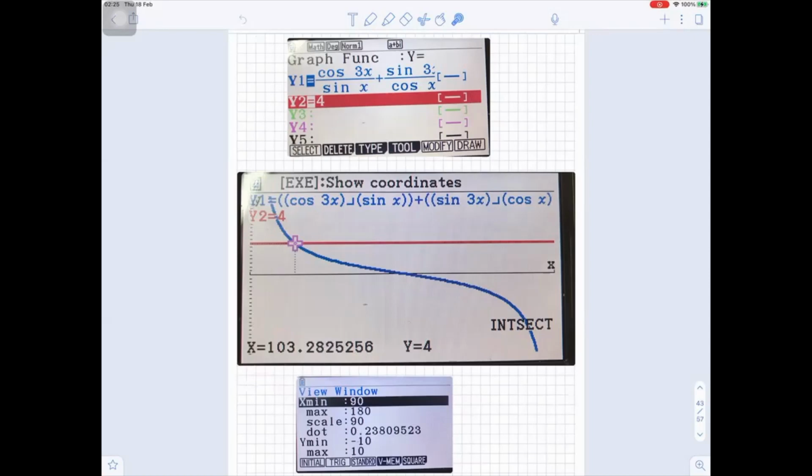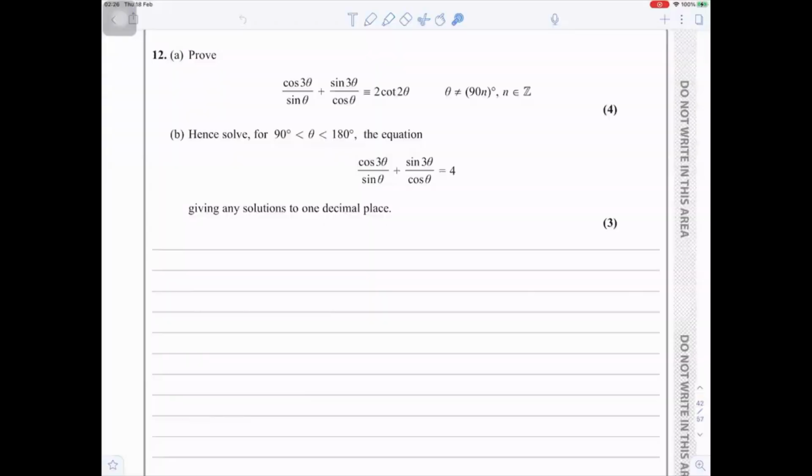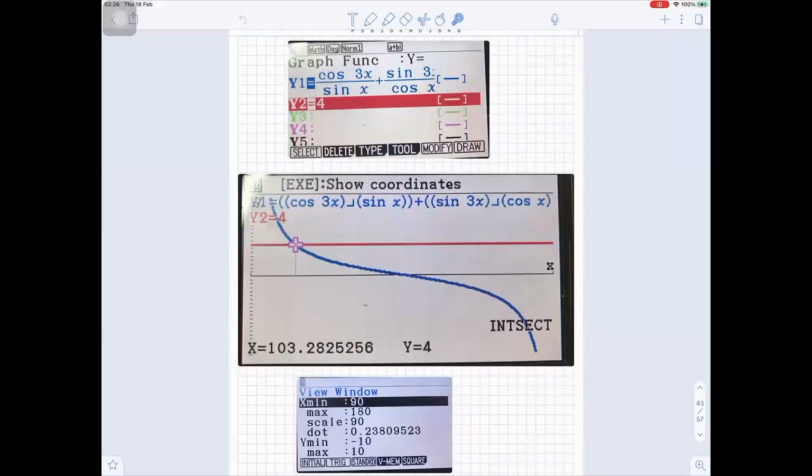And you can put the view window to 90 to 180 for x and minus 10 to 10 for y, so you can see your answer clearly here. But now you need to show the working so that the examiners know you know what you're doing. You can still sketch this graph at the end. There's no harm in it, but the important thing is to make sure you show the working. So that's question 12, and that's how to use the graphics calculator to find the answer.